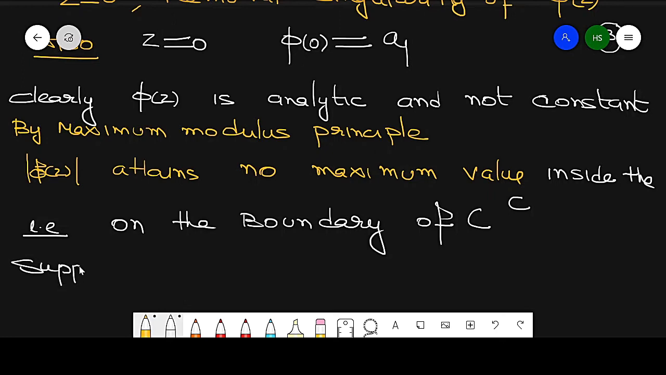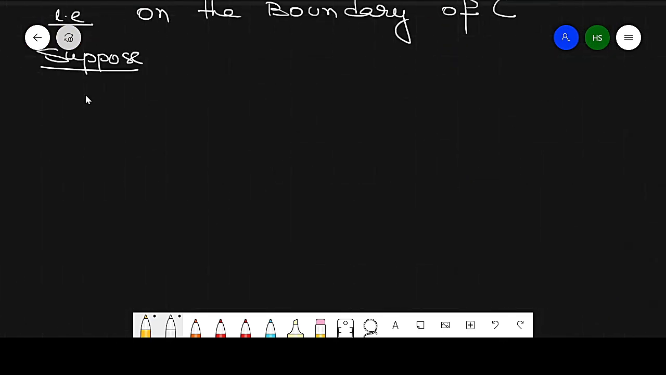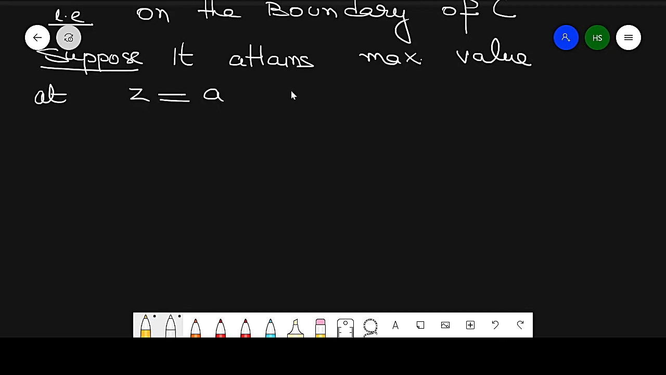Assume it has maximum values at z equal to A. Suppose it attains maximum value at z equal to A on C, on the boundary C. Then it implies modulus of A, the modulus of Z.